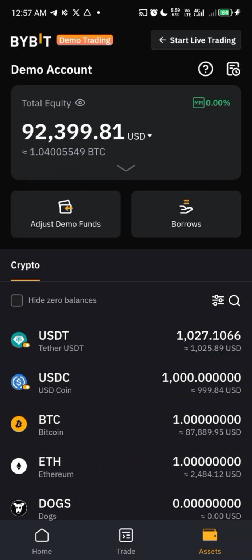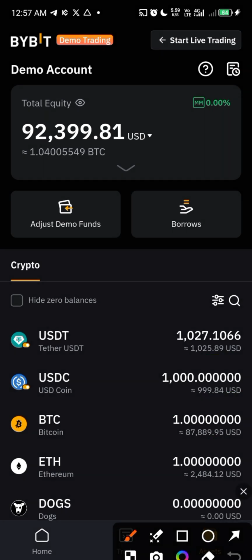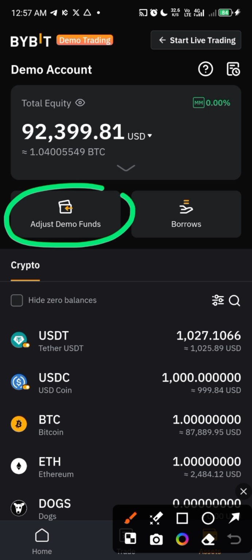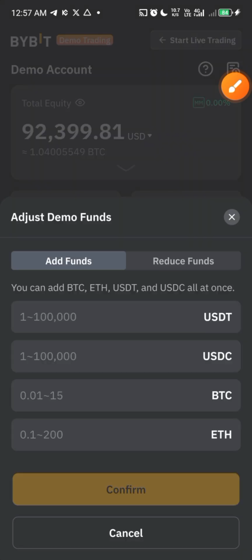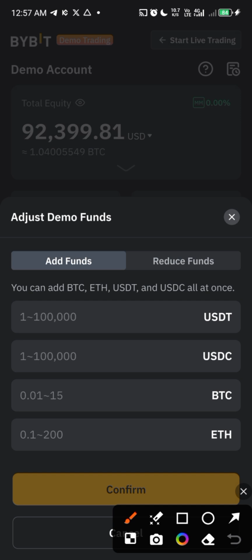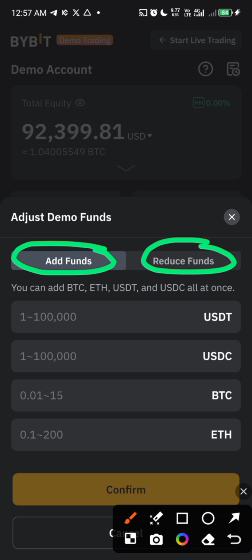Now for you to be able to reduce that, you just come to your demo, you just come to what? Adjust demo here, adjust fund, demo fund here, and then you click on adjust demo funds. Now when you click on adjust demo fund, you can see here says add fund, here says reduce funds, right? So, like I said, when you create it initially, you'll be seeing on your USDT 50,000. On USDC, you'll be seeing another 50,000.